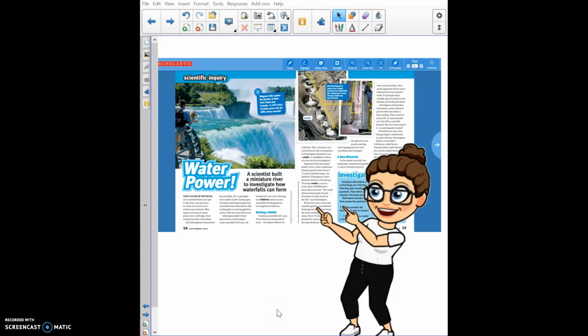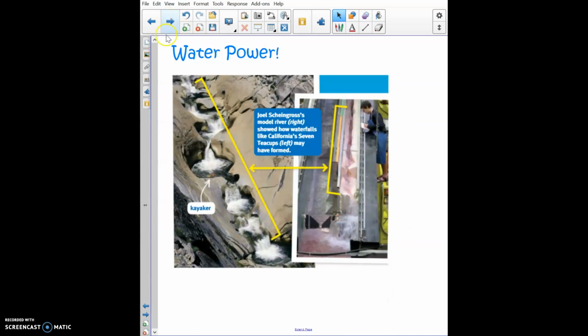Okay, friends. So this article was about scientists who build a miniature river to investigate how waterfalls form. Cool. But did you notice any visuals that the author included? Like this one? This diagram shows a side-by-side of the scientist's model next to a real waterfall. Why was this included in the text? The author must have put it there for a reason, right?